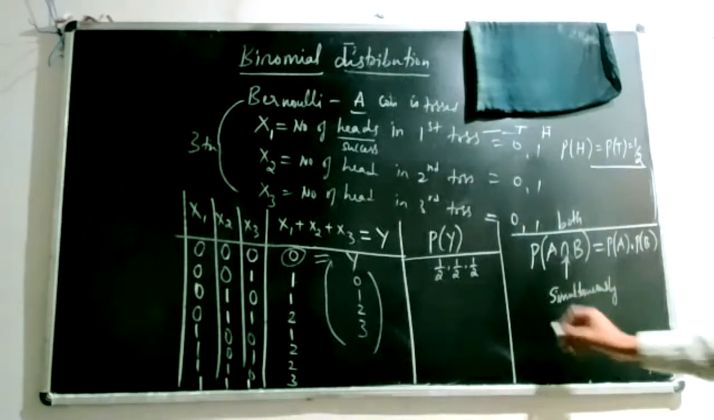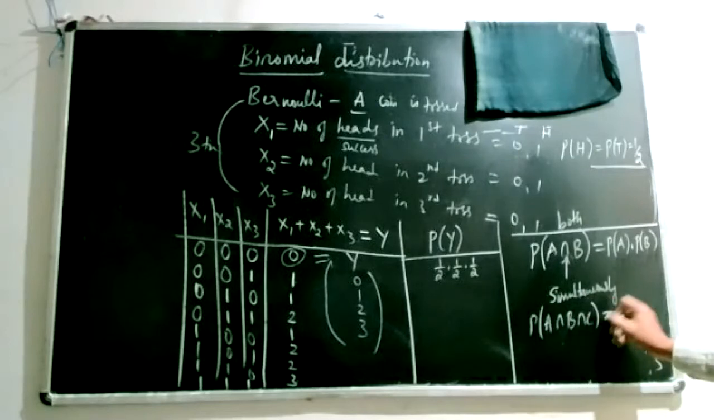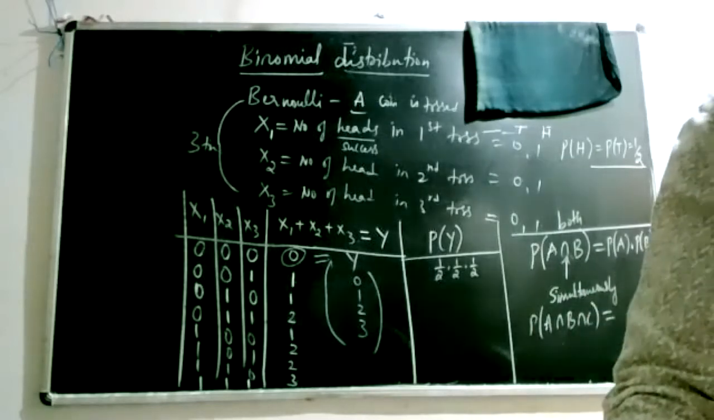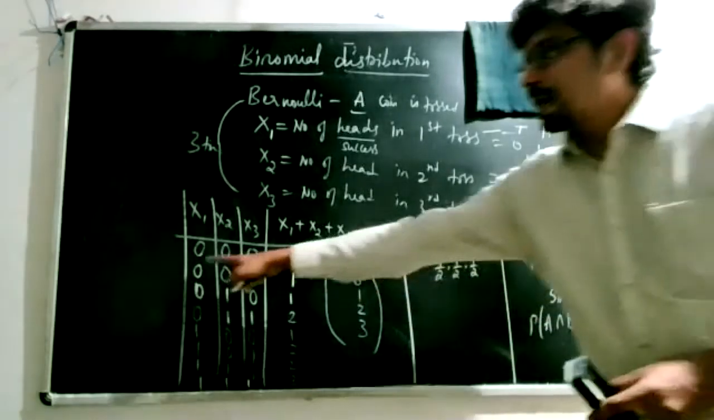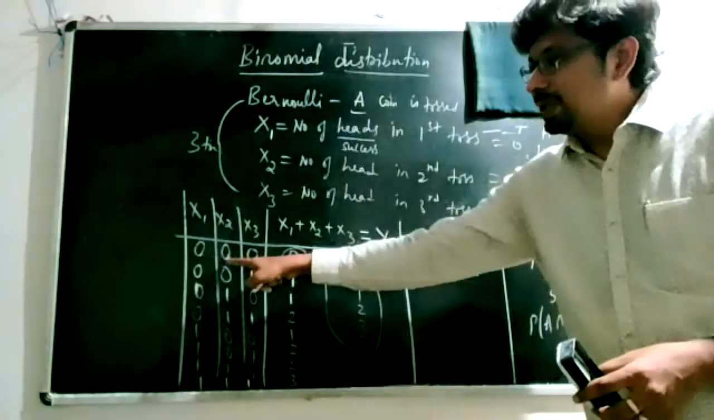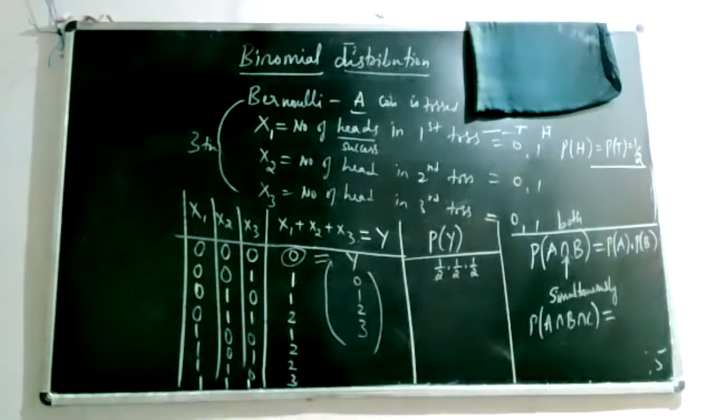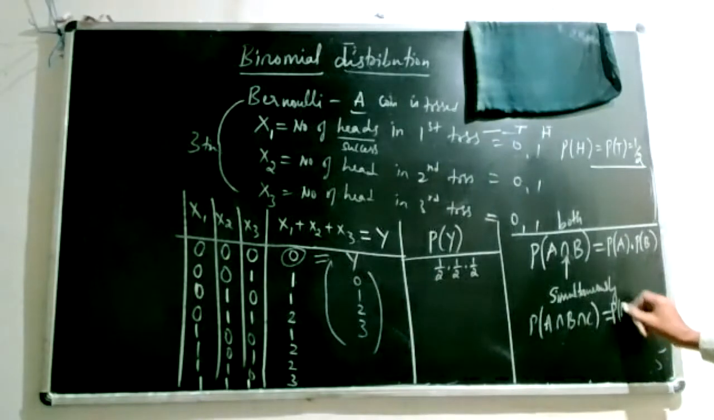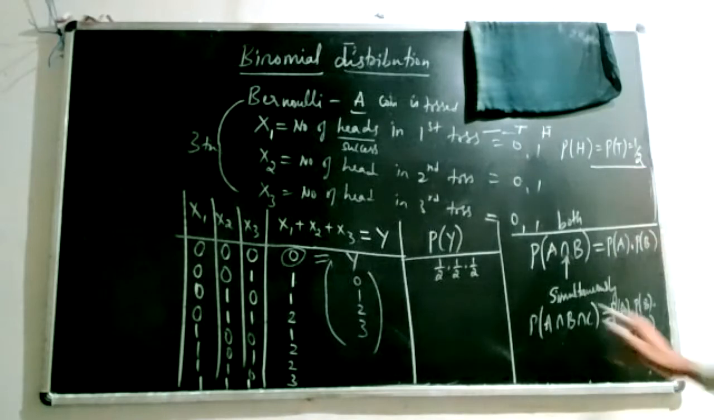The same could be extended for three cases. So you are defining three events A, B, C such that A is occurrence of tail in the first toss, B is occurrence of tail in the second toss, C is occurrence of tail in the third toss. So in that case, it will be tail in first, into tail in second, into tail in third.